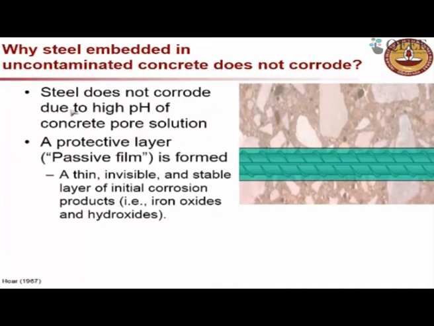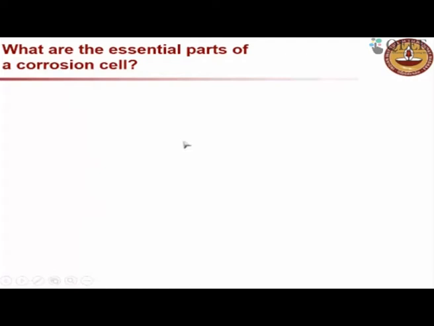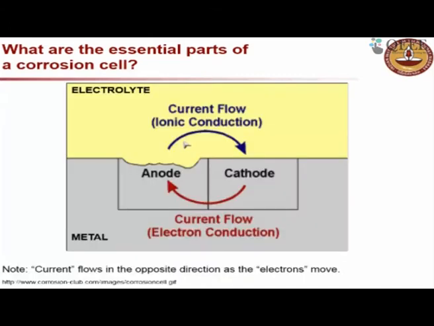Similarly, in the case of steel, you have an oxide layer, iron oxide or hydroxides, which is formed and protects it from further corrosion. We call this layer the passive layer, passive film, or protective film; different names are there. However, corrosion can occur when exposed to aggressive conditions. This passive film will get damaged or broken by these aggressive elements. Before getting into how that happens, we will look at the essential parts of a corrosion cell.